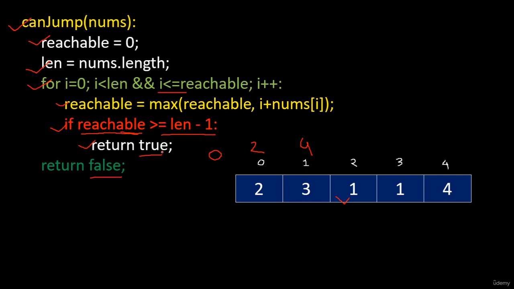So we'll return true. Here length minus 1 is the last index. Length is 5, and 5 minus 1 is 4. So this is 4, and here we see reachable equals 4. So this condition is true, and we'll return true. This is the solution to this problem. This is the efficient solution. The solution takes big O of n time complexity and big O of 1 space complexity.